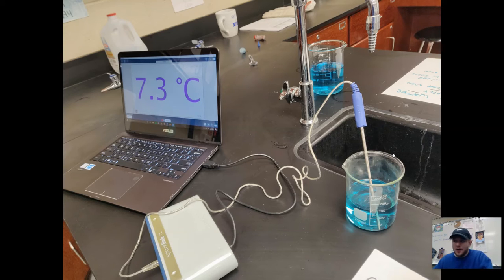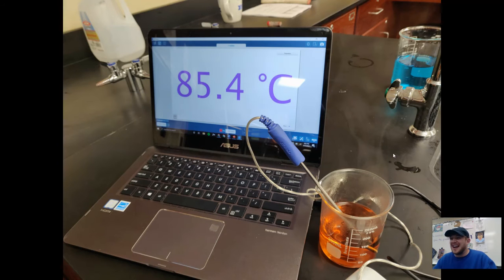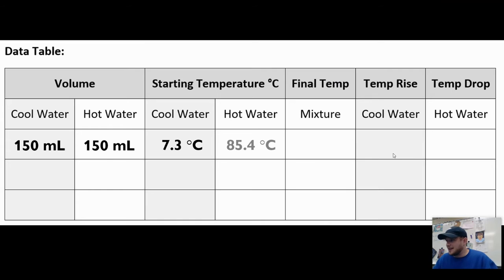All right. So the cold water is about 7.3 degrees Celsius. That's pretty chilly. All right. So let's write that down. 7.3 degrees Celsius. Cool water, got it, good. Our hot water, 85.4 degrees Celsius. That's almost boiling. That's pretty hot, okay? So we are going to be putting that in our data table as well.